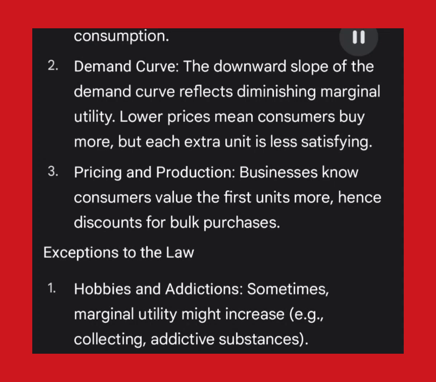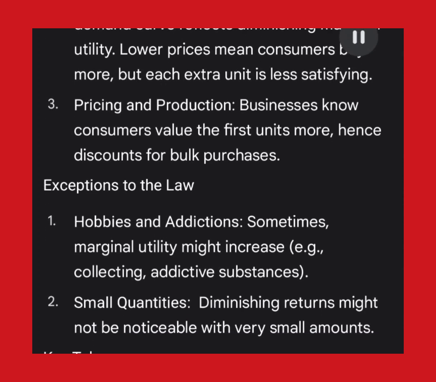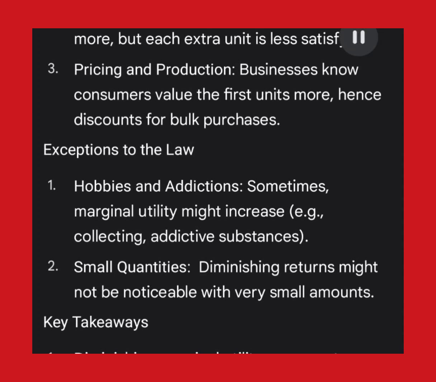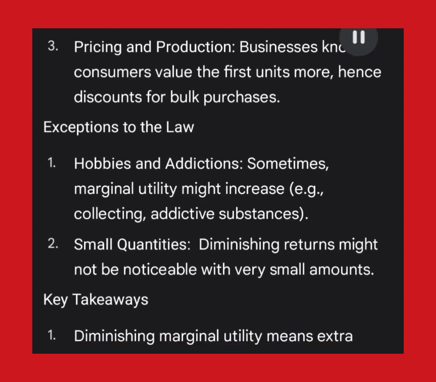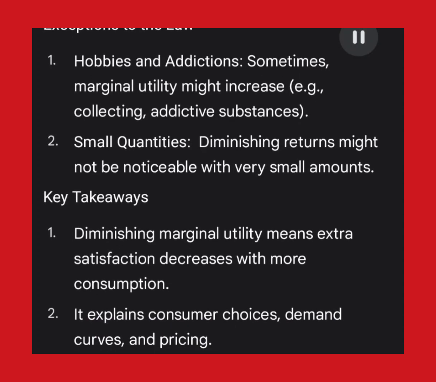3. Pricing and production. Businesses know consumers value the first units more, hence discounts for bulk purchases. Exceptions to the law. 1. Hobbies and addictions. Sometimes marginal utility might increase, e.g., collecting addictive substances. 2. Small quantities. Diminishing returns might not be noticeable with very small amounts.